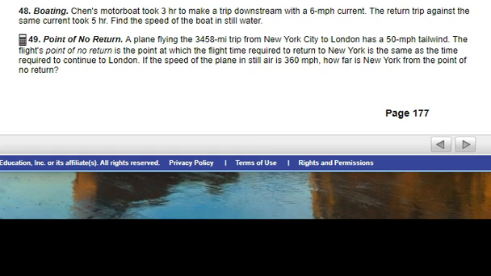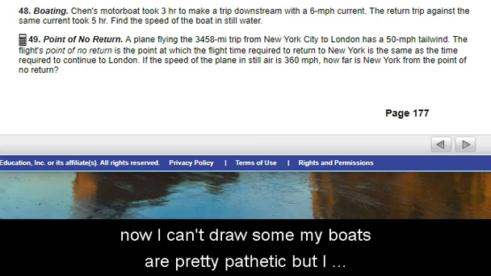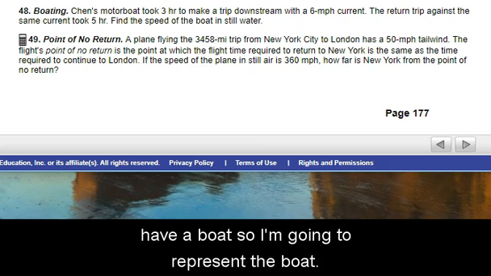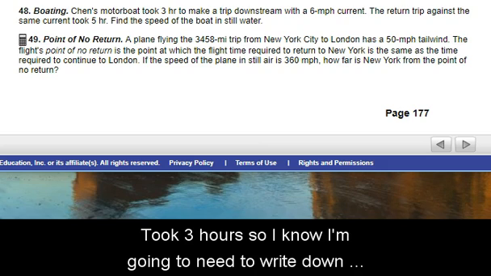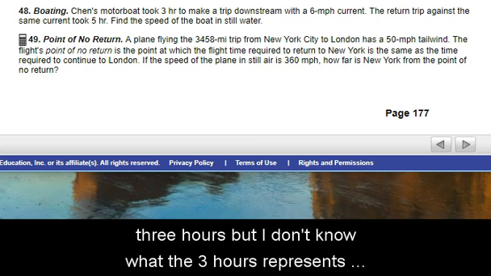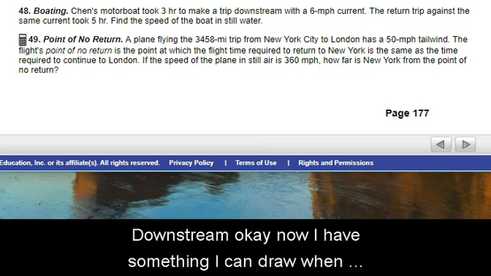Let's read. Chen's motorboat. Okay, the first thing I'm going to do is draw a boat. Now I can't draw, so my boats are pretty pathetic, but I have a boat, so I'm going to represent the boat. Chen's motorboat took 3 hours. So I know I'm going to need to write down 3 hours, but I don't know what the 3 hours represents yet, so I'll wait. To make a trip downstream. Okay, now I have something I can draw.